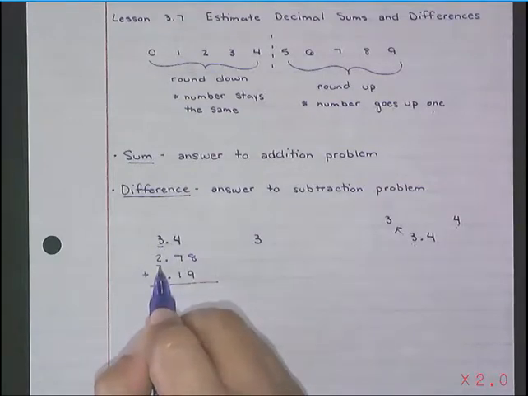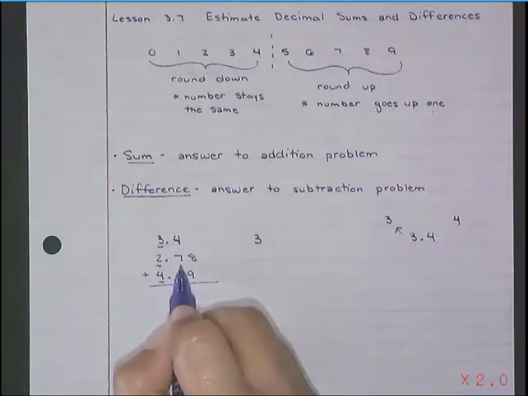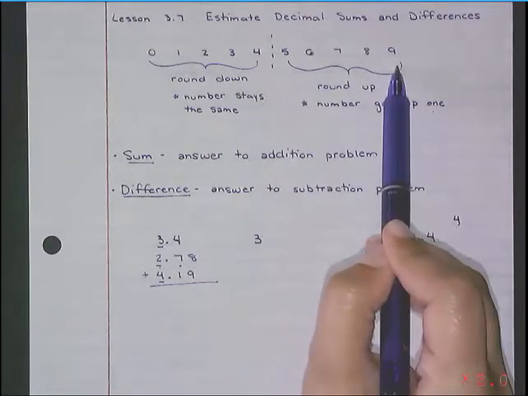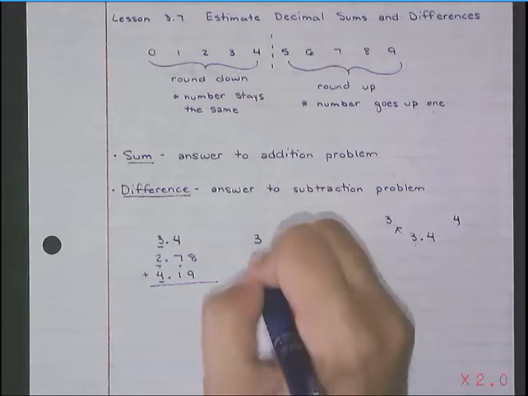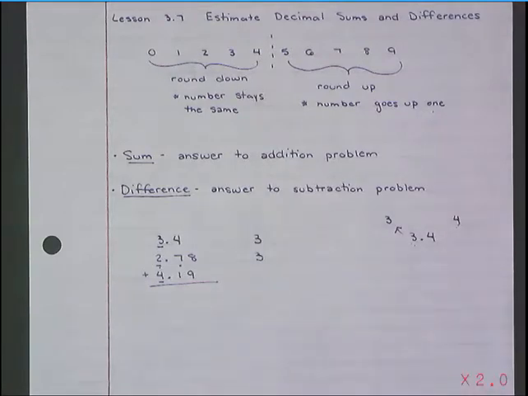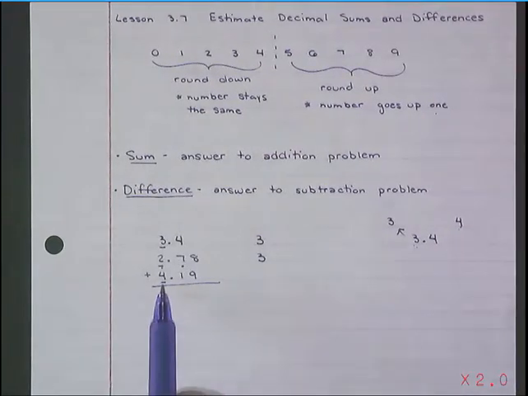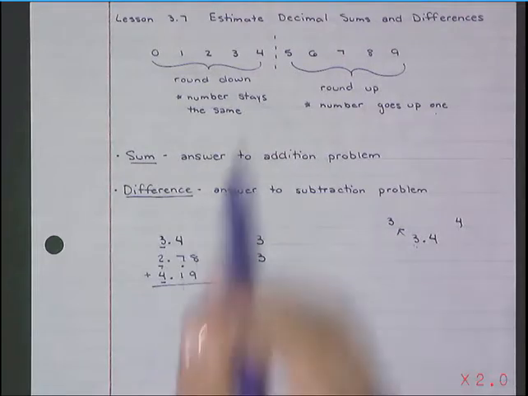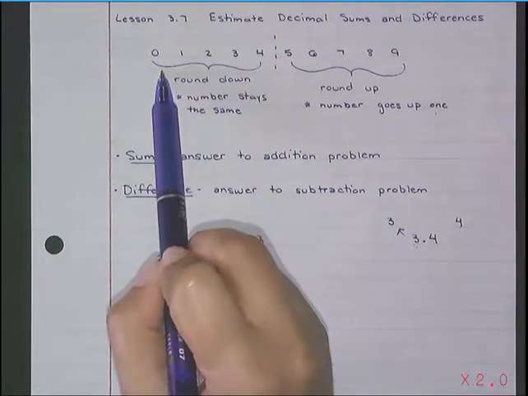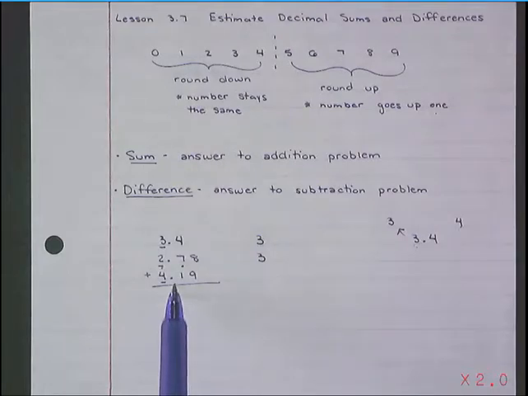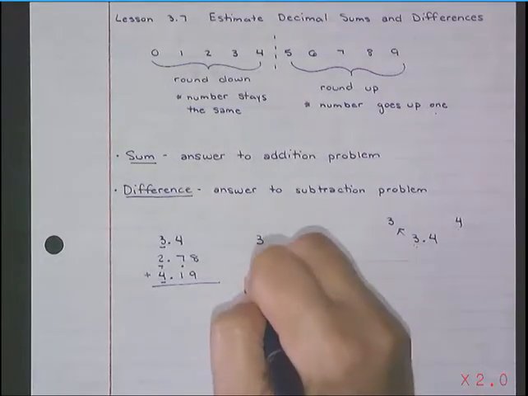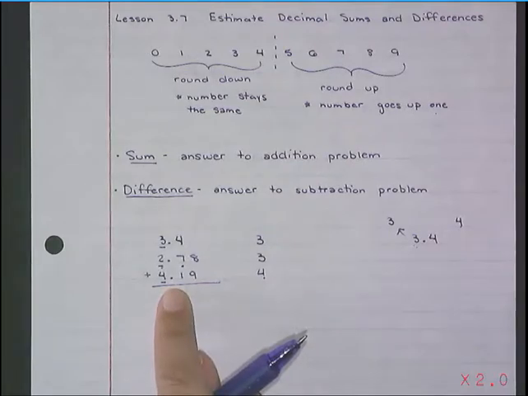2.78. Again, we're looking at our whole number. We're going to look 1 to the right. It's a 7. 7 falls on the top end of this scale, so we are going to round this number up. 2.78 is closer to 3 than it is to 2. Let's take a look at our last number. 4 is in our ones place. We're going to look to the right. We have the number 1. 1 falls on the bottom end of this scale. So 4.19 gets rounded to 4 because 4.19 is closer to 4 than it is to 5.